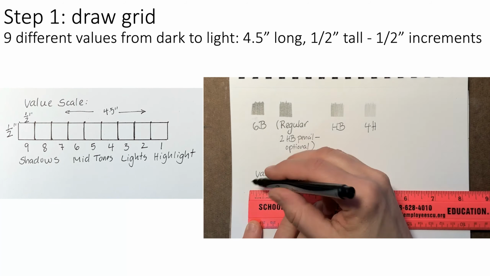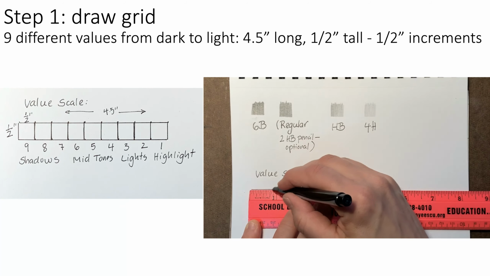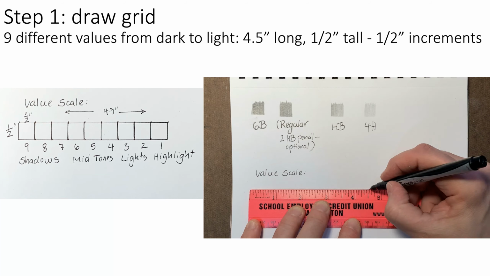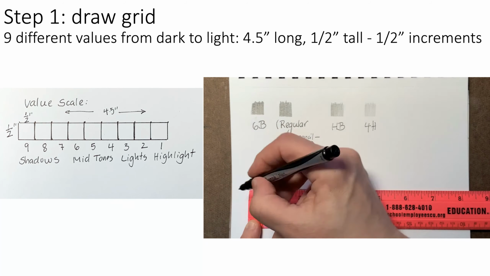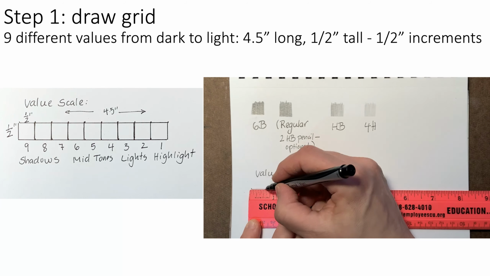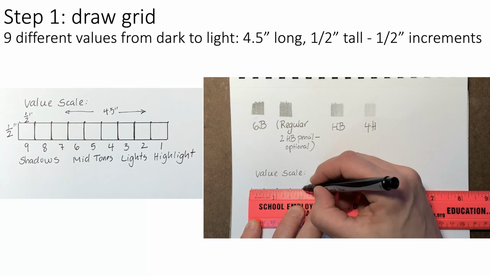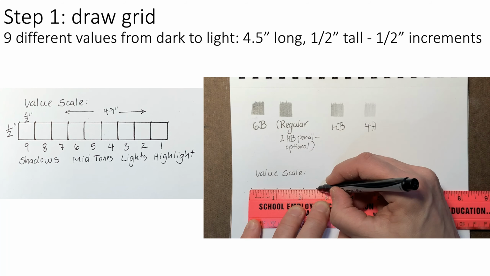First, you will draw the grid for your value scale. You will have 9 different value steps. Your scale is 4.5 inches long and 1/2 inch tall. Please mark a separate step every 1/2 inch.